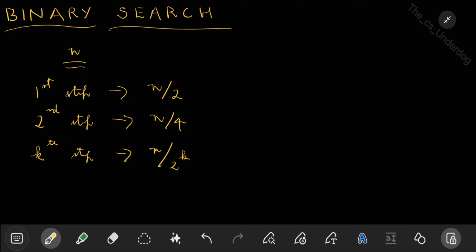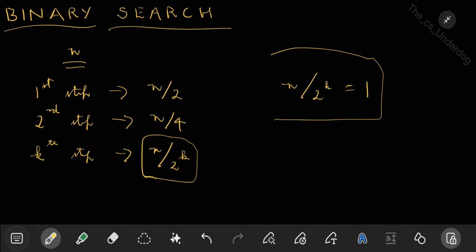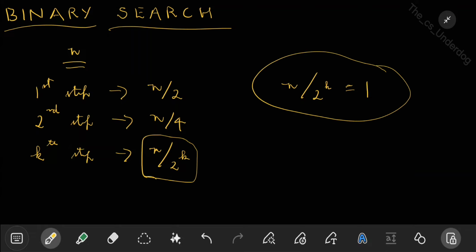Next thing is, till what point will you keep dividing the array? You will keep dividing till this value, n by 2 power k, is 1. Till the point this is 1, you will keep dividing the array, because whenever it is 1, only one element is remaining. You compare it and you will either find the element there or you will stop the search. So you will continue this search at max till the point where n by 2 power k is equal to 1. So if you find the element in between in any of these steps, you will stop there.